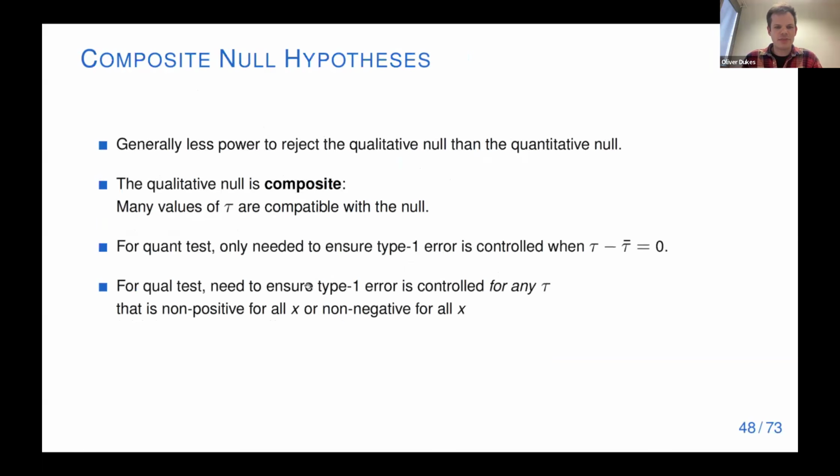Right, so to spell this out: for the quantitative case, we only needed to ensure type 1 error is controlled when the difference between the KATE and the average treatment effect is equal to 0. But for the qualitative case, we need to ensure type 1 error is controlled for any value of the KATE that is non-positive for all of x or non-negative for all of x.